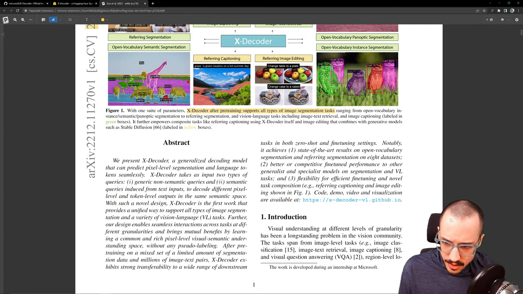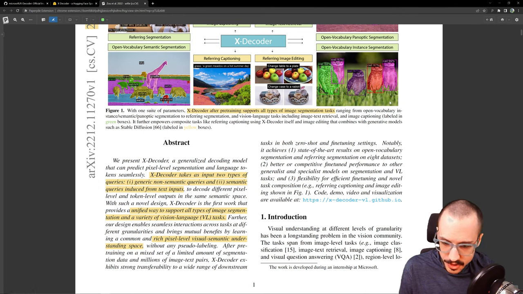Okay, so X-Decoder is a generalized decoding model that can predict pixel-level segmentation and language tokens seamlessly. Okay, keyword there, seamlessly. I wonder if that's an inside joke on the fact that this is a segmentation paper and there are seams in segmentations. X-Decoder takes as input two types of queries, generic non-semantic queries and semantic queries induced from text inputs, to decode different pixel-level and token-level outputs in the same semantic space. So this is a unified way to support all types of image segmentation and vision language tasks, a rich pixel-level visual semantic understanding space, without any pseudo labeling, using millions of image text pairs.